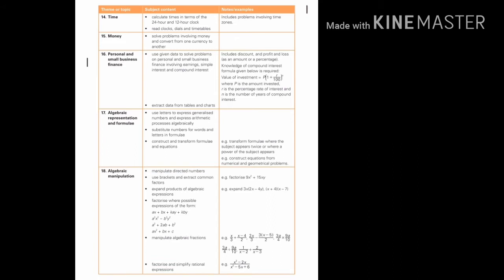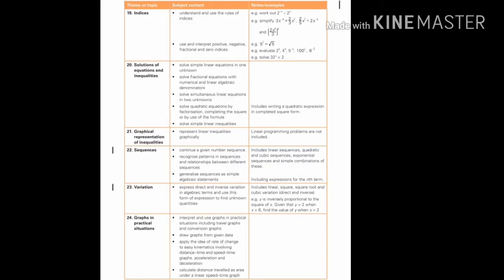Substitute numbers for words and letters in a formula. Chapter number 18 includes algebraic manipulation, that is directed numbers, use of brackets and extract common factors. Expand products of algebraic expressions. Chapter number 19 includes understanding and use of indices, the rules for the use of indices, use and interpret positive, negative, fractional and zero indices.